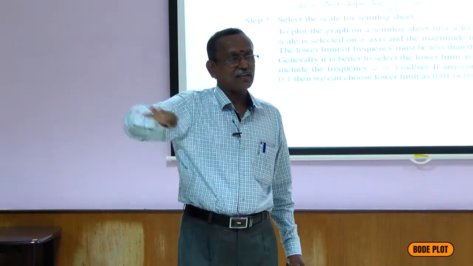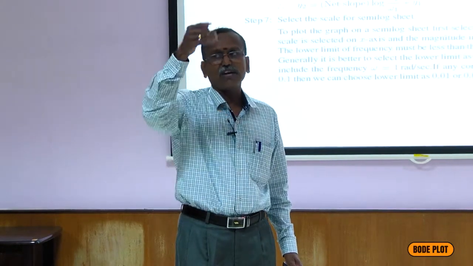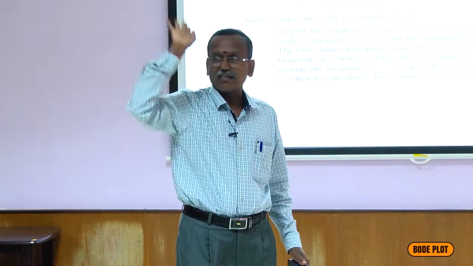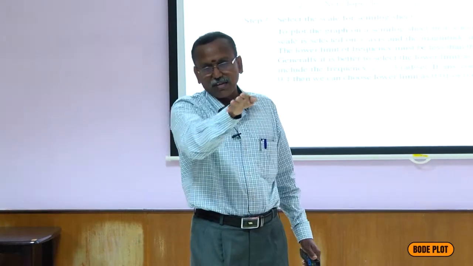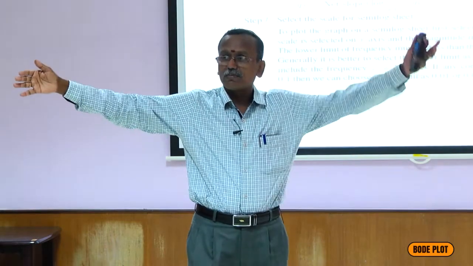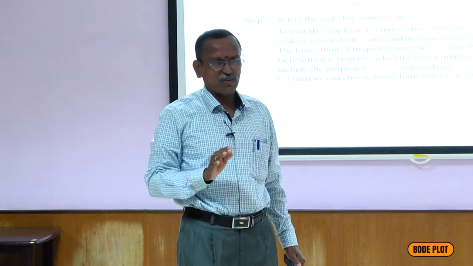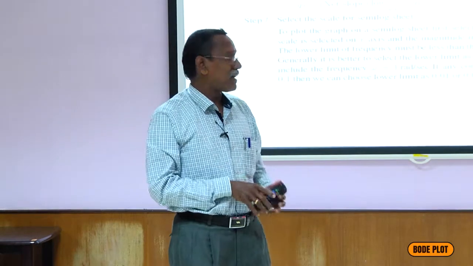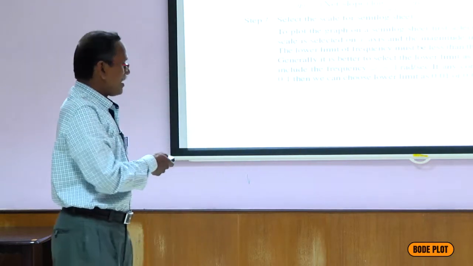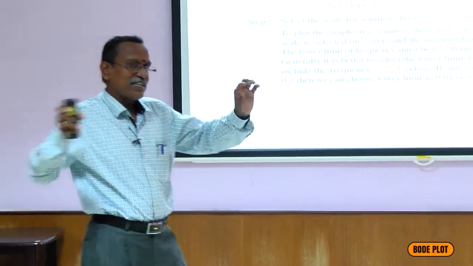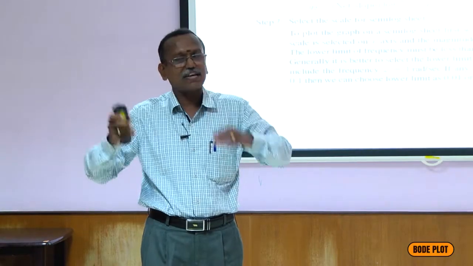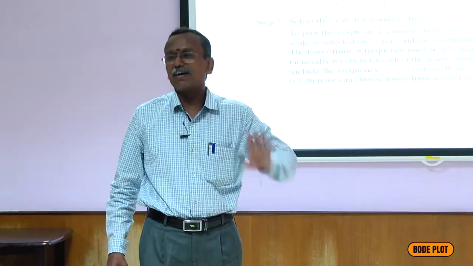For each factor, the slope contribution is as follows. For K, no slope, only a horizontal line at 20 log K, that's all. For 1 by s, minus 20 dB per decade for the entire span of frequencies. For a first order factor, after the corner frequency, minus 20 dB per decade. For a second order factor, after the corner frequency, minus 40 dB per decade. So we know the corner frequencies, which means we know the x coordinates. Wherever the slope is changing, we know the x coordinates. The only thing is we have to find the y coordinate.